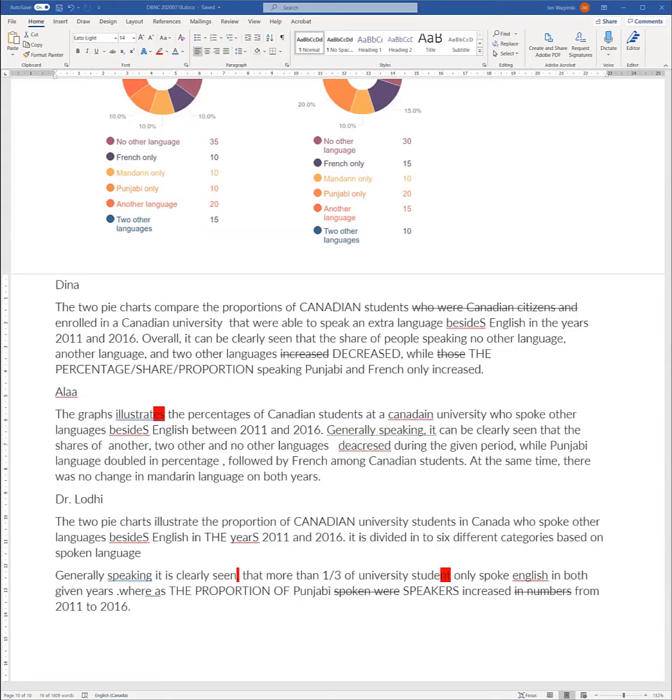So if I delete it in the last line, should it be okay? Considering the first line? Like, generally speaking, it's clearly seen that more than one third of the university students only speak English in both given years. It will be good. It's not enough. Let me show you something, because what you have to include is actually in the rubric.